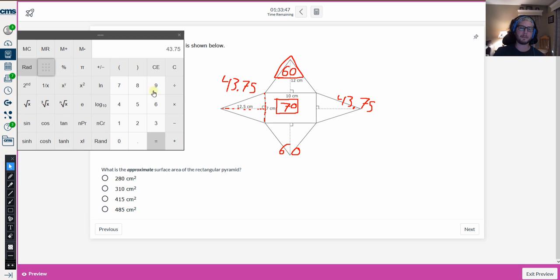The final step is to add all of those areas together. So 70 plus the top triangle plus the bottom plus the left triangle plus the right triangle. Oh, I accidentally just deleted all of it. All right, well, 70 plus 60 plus 60.